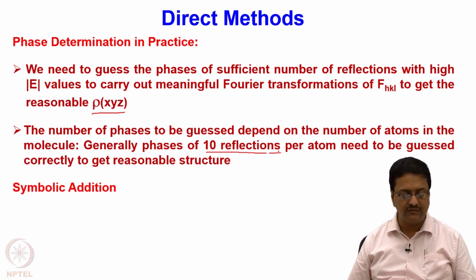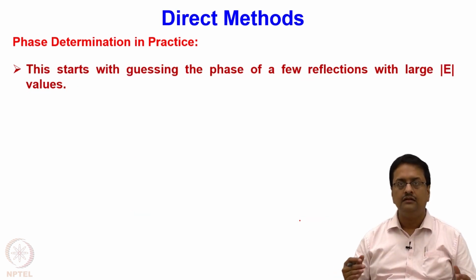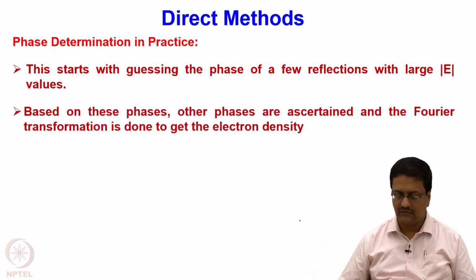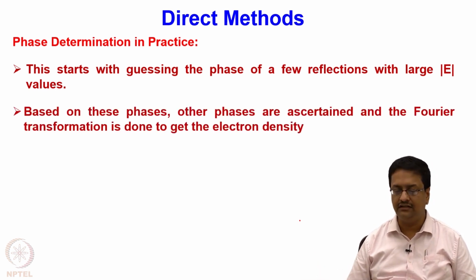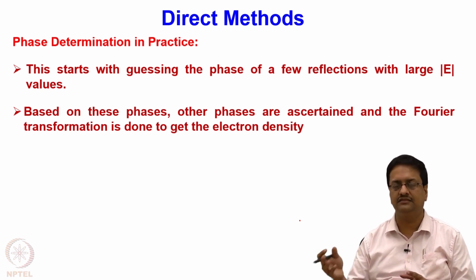For this we use a method called symbolic addition. Based on this method by Zachariasen, which was introduced in 1952, a new method was implemented for structure solution. This method starts with guessing the phases of a few reflections with very large values of E. Based on these phases, other phases are ascertained and the Fourier transformation is done to get the electron density. So, this is a random process, this is a guess and assumption.